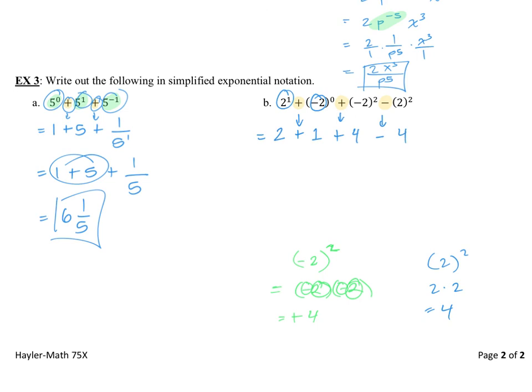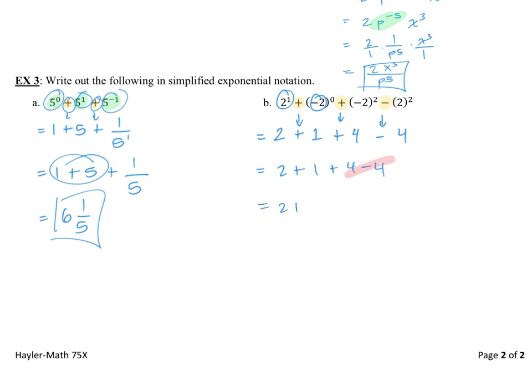All right. Let's see. What do we have when we clean this all up? So that's 2 plus 1 plus 4 minus 4. Well, the plus 4 minus 4, those will cancel each other out. So we will be left with 2 plus 1, which is going to be 3. And there we go, we have our answer. And that is it for Chapter 4, Cluster 2.